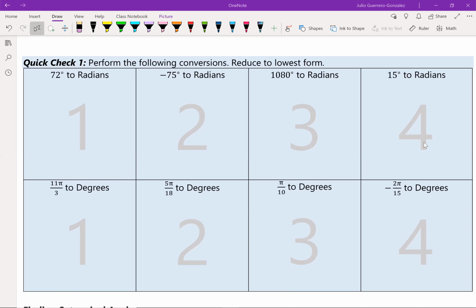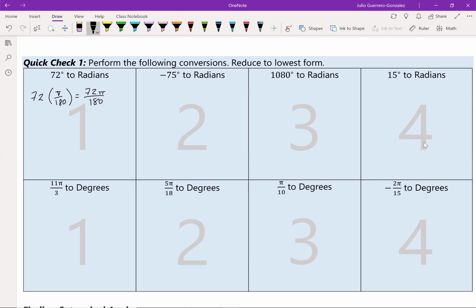All right, back to this stuff. 72 degrees to radians. What do we multiply by? Pi over 180. Right, so 72 times pi over 180. So this is going to be 72 pi over 180. Does that reduce? It was like 2.5 pi.